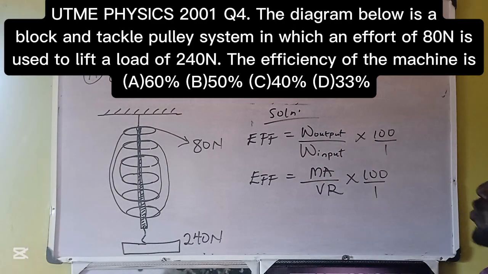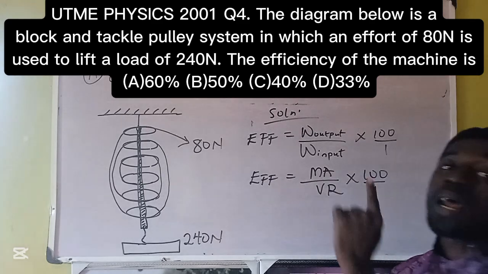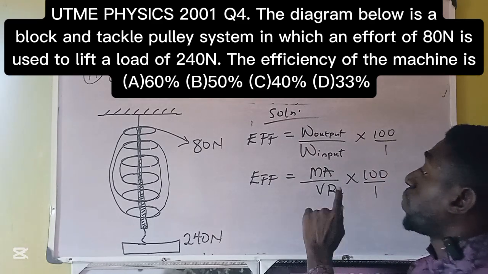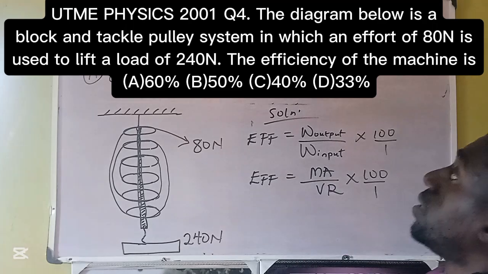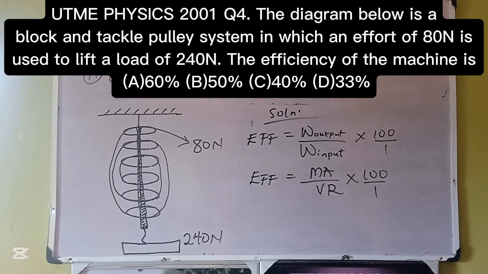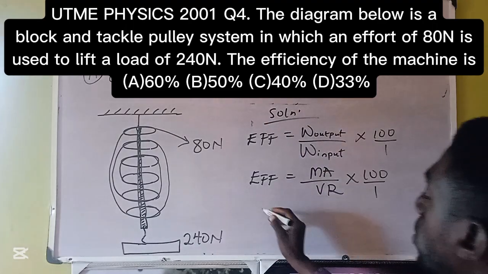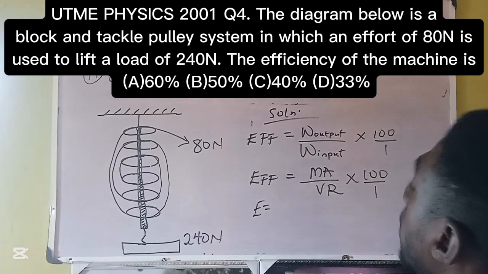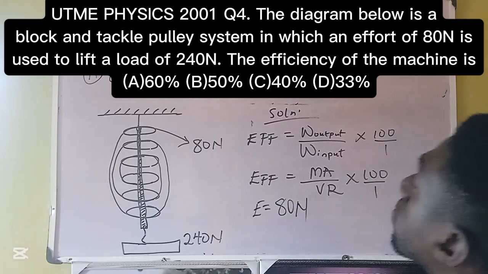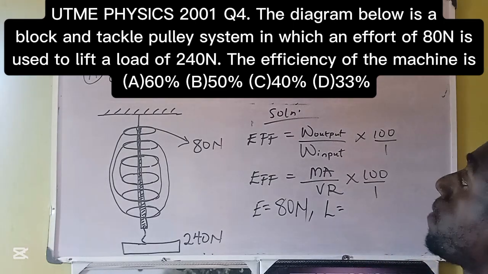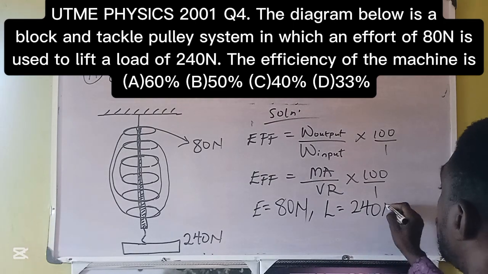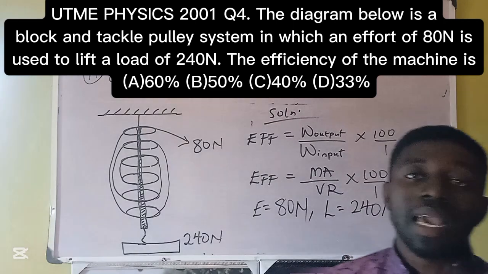So we can either solve using these two formulas, but from the parameters, we will know the formula that is favored most. Okay, let's identify our parameters. We have effort, 80 Newton. Then we have load, 240 Newton. Then there's something I said earlier.